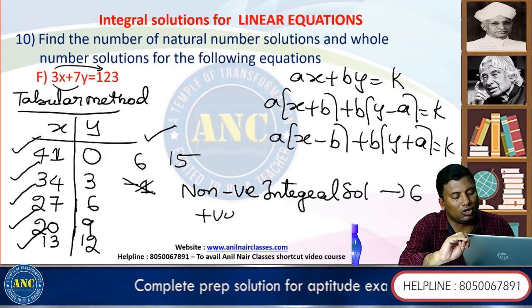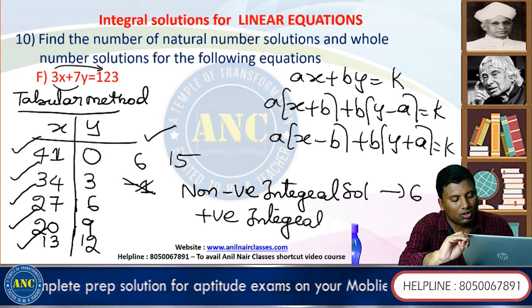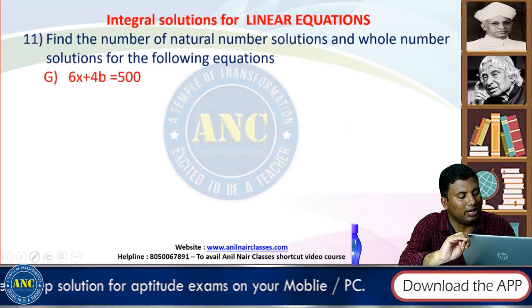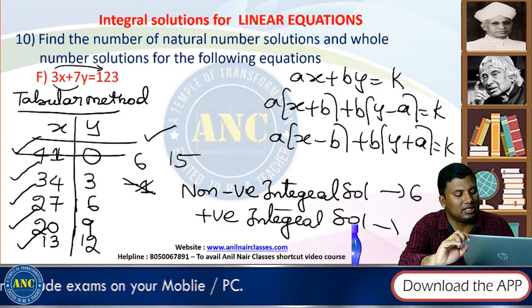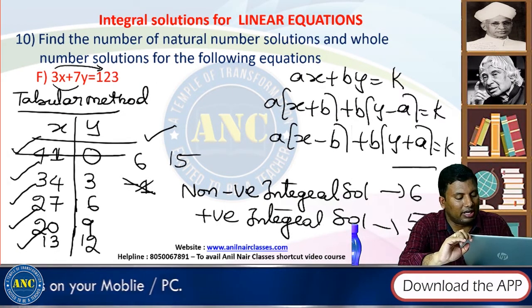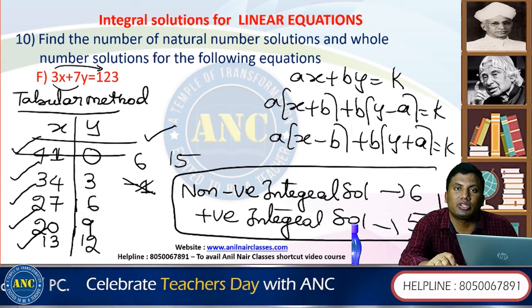Positive integral solution does not include 0, so this is eliminated. If this is eliminated, positive integral solutions are 5 by using the tabular method. I hope the idea is clear.